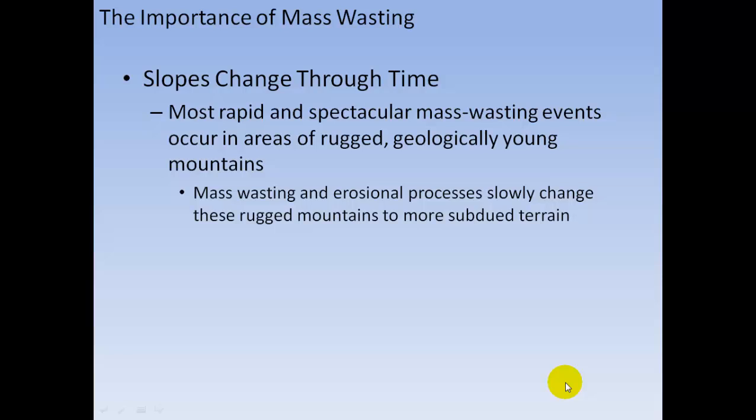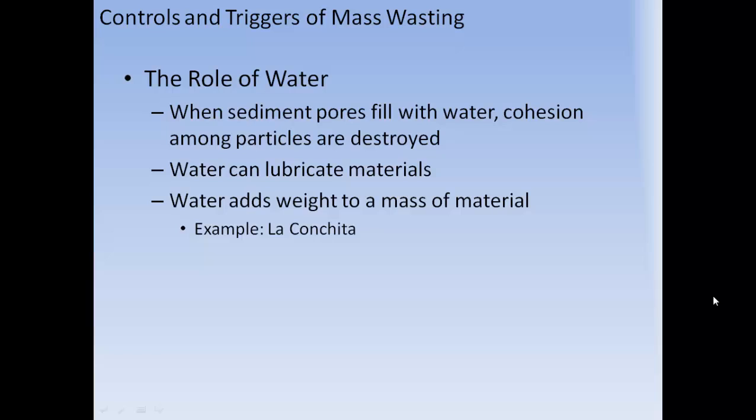Slope changes through time. Most rapid and spectacular mass wasting events occur in areas of rugged, geologically young mountains. Mass wasting and erosional processes slowly change these rugged mountains to more subdued terrain. The role of water. When sediment pores are filled with water, cohesion among particles is destroyed. Water can lubricate materials. Water adds weight to the mass of the material.